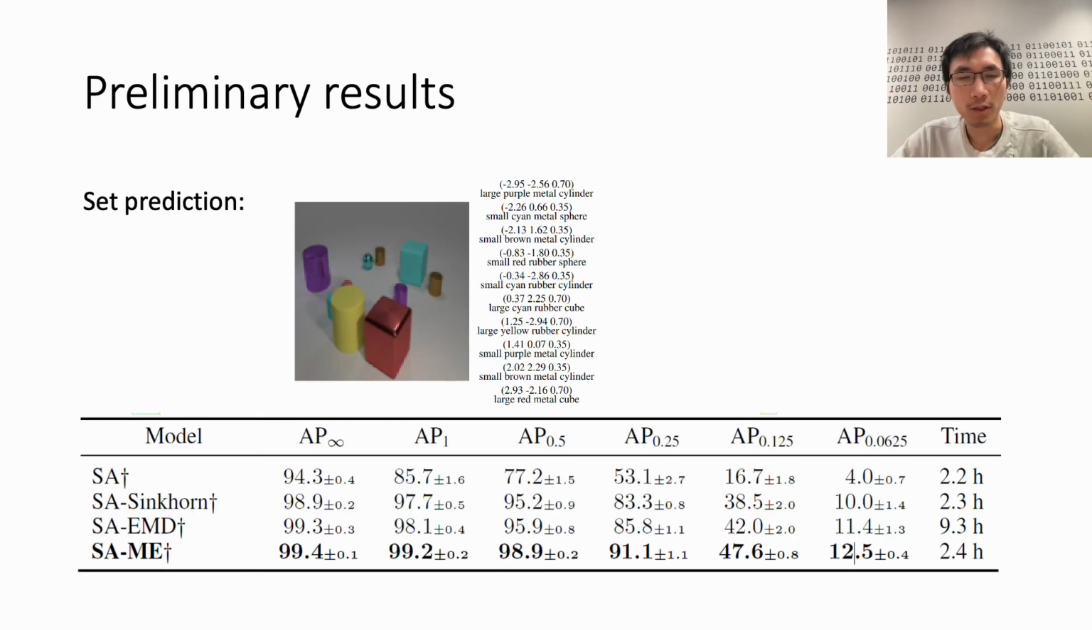On the object property prediction task, we show that making slot attention multi-set equivariant through optimal transport improves the performance. For SAME, this comes at a minimal additional training cost.